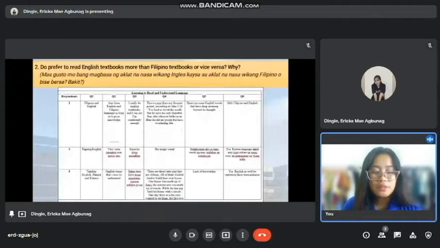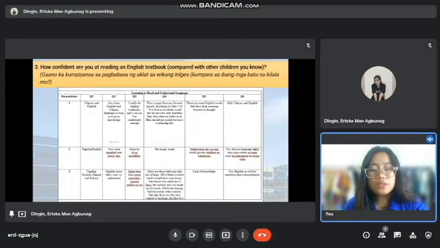So for question number three, it asks, how confident are you at reading an English textbook compared with other children you know? The results show that there are 13 respondents who are confident in reading an English textbook. 10 respondents said that their confidence is at the average level. 5 said that they don't have the confidence when it comes to reading. 2 respondents are unable to assess themselves if they are confident enough or not.